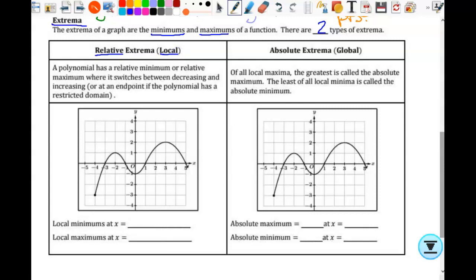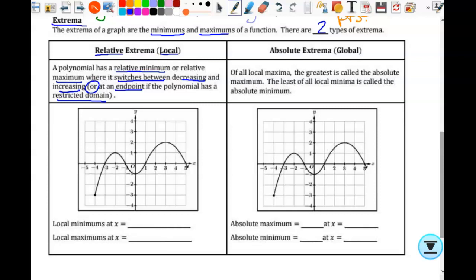Okay? A polynomial has a relative minimum or maximum where it switches between decreasing and increasing, or at an endpoint if it has a restricted domain. So the turning points, those are your extrema, because that's where we're switching from increasing to decreasing and vice versa.